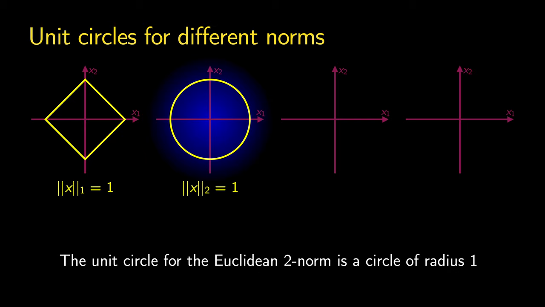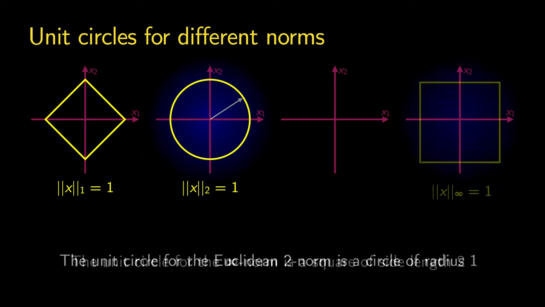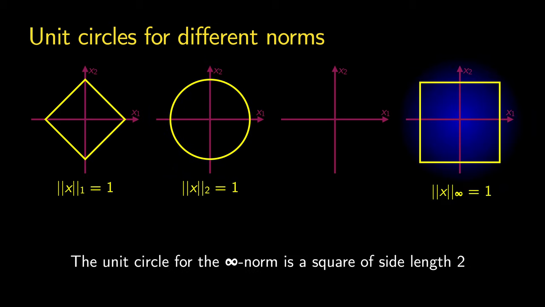If we look at the 2 norm, then the unit circle in this case is indeed just a circle of radius 1. And if we look at a vector on the surface of the circle, then we'll just measure that distance in terms of the typical Euclidean distance. If we look at the infinity norm, then the unit circle works out to be a square of side length 2.